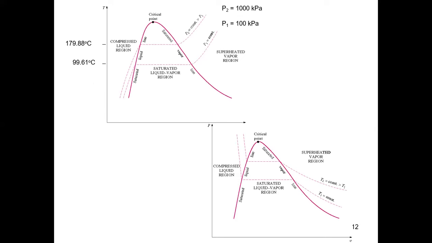Here you see the dome. On the left, you have the saturated liquid line. On the right, you have the saturated vapor line. In between, inside the dome, you have the saturated liquid-vapor region. On the left of the saturated liquid line, you have the compressed liquid region. On the right of the saturated vapor line, you have the superheated vapor region. And those different lines show you the effect of temperature.